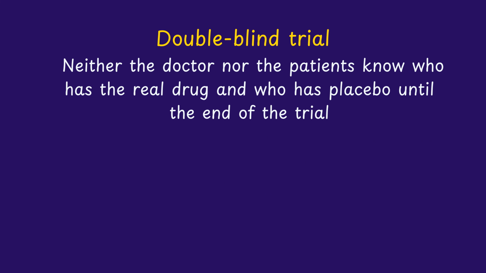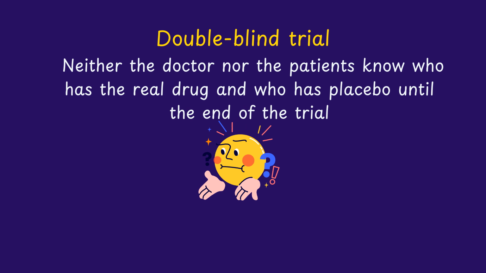In a double-blind trial, neither the doctor nor the patients know who has the real drug and who has the placebo until the end of the trial. Why? To prevent or eliminate bias.